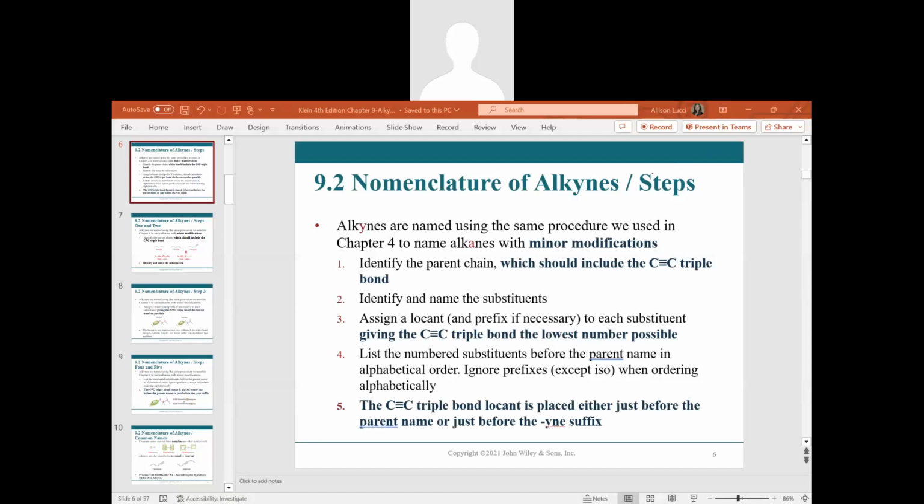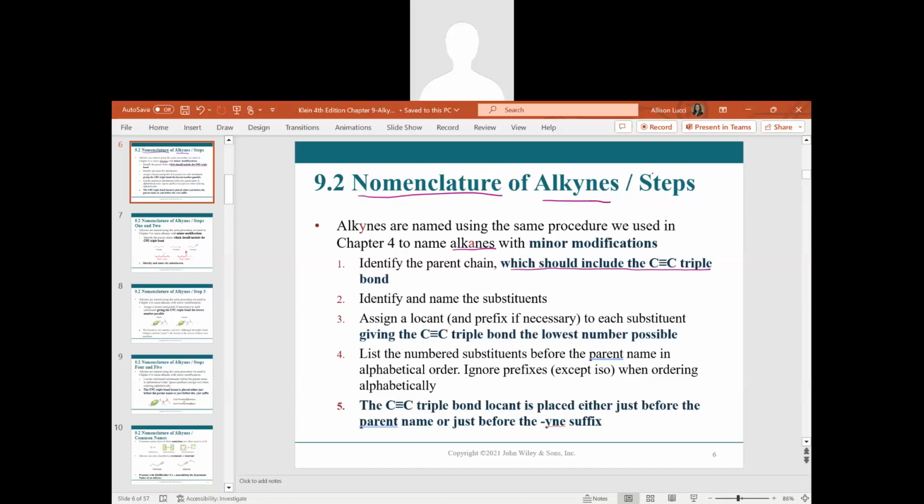The next section in Chapter 9 introduces us to the nomenclature, or naming system, of alkynes. So we'll see that it's very similar to nomenclature in Chapter 4, where we learned how to name alkanes, and we looked at nomenclature of alkenes recently. So now the only difference in our process will be that our parent, in step 1 here, will now include a CC triple bond instead of a double bond, or where we just looked for the longest chain in general. Now we have to include this triple bond.